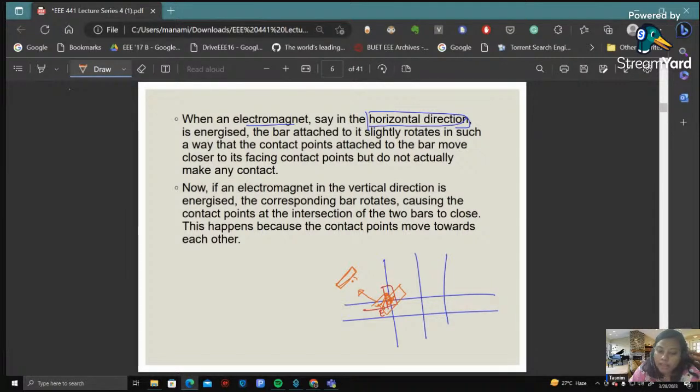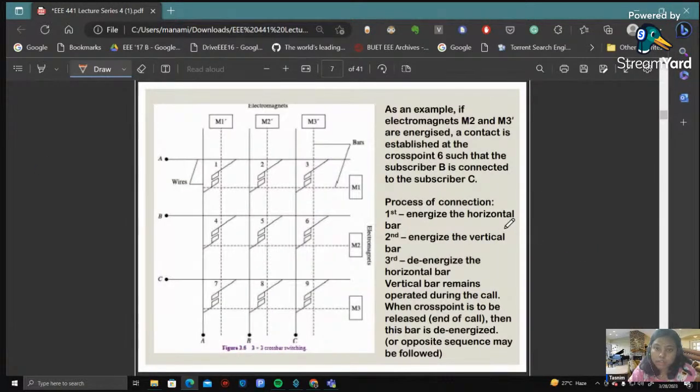Okay. And similarly, this will happen, and this comes towards it. If both the horizontal and vertical electromagnets align, then the cross point is finally energized and establishes a connection, right? So this is it for this slide.